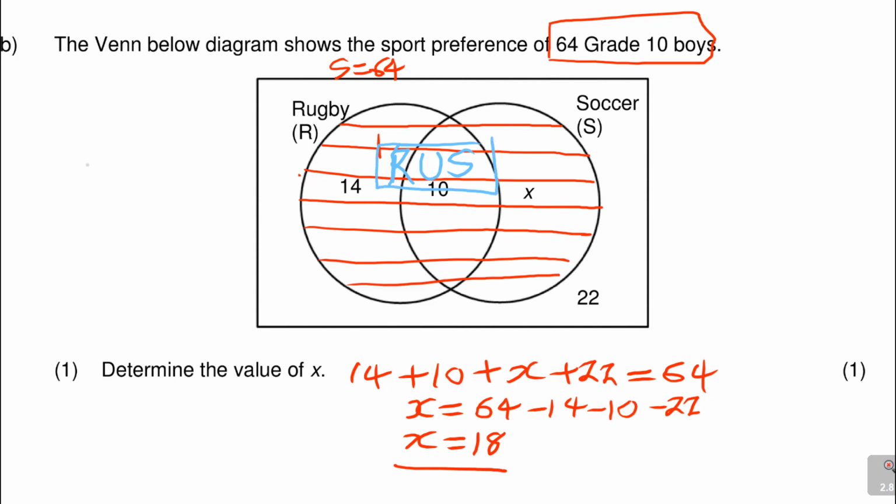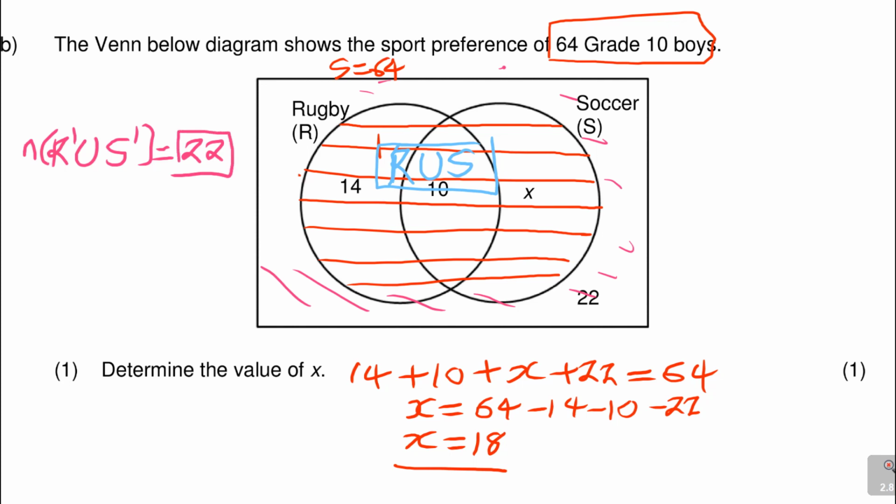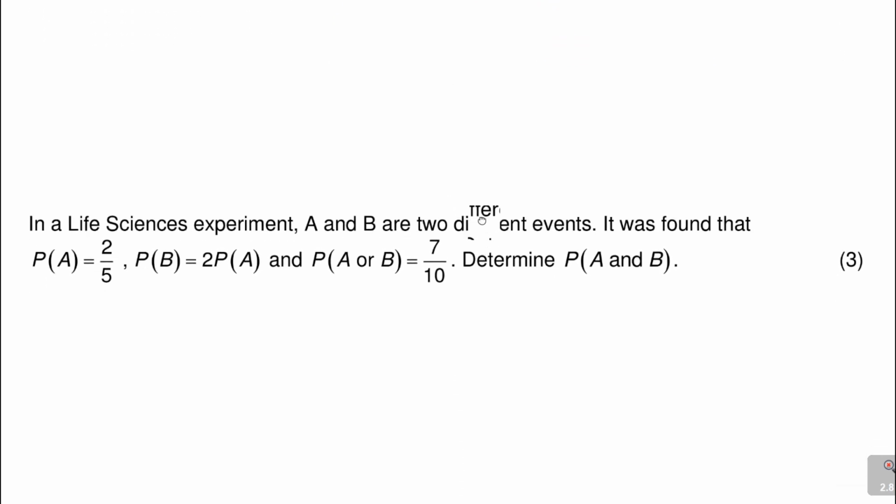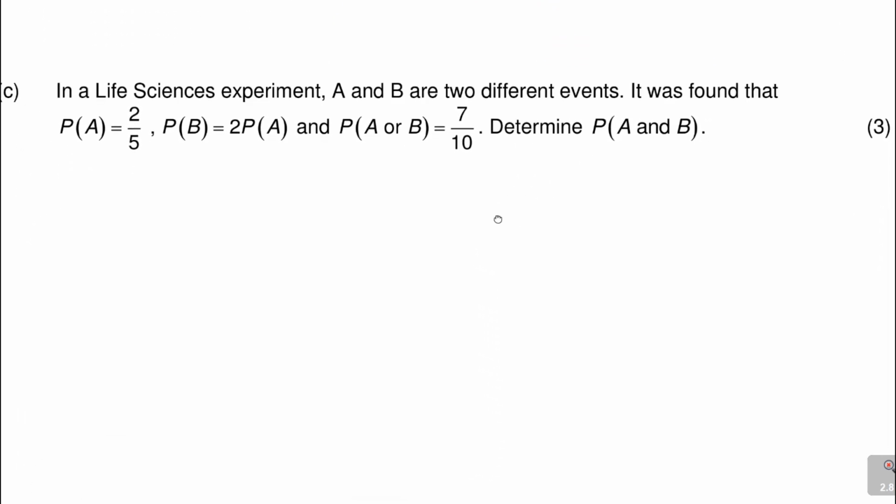Now what about the part which says here we need the number of not R union not S. You see, so we are looking at everything that is outside now, and from here you can see that it is equal to 22. I see that. So that is the number of not R union not S. Okay, it says this is 3 marks.